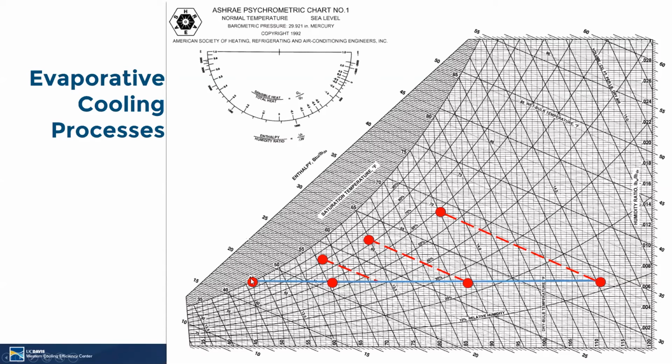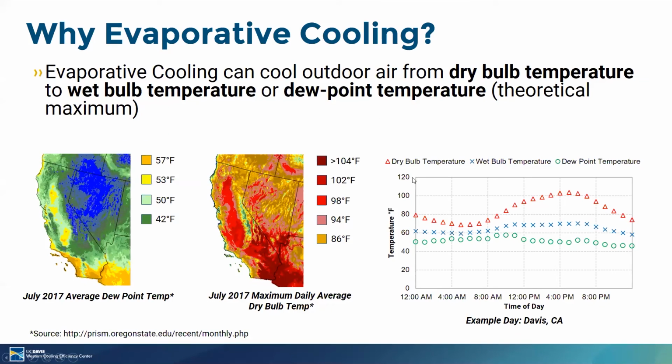It's not really practical from a surface area and fan power perspective to achieve something like that. But for example, something more like 55 degrees would be possible in a 110 degree outdoor air condition. And so then the question is, where is evaporative cooling a potentially useful solution? That's going to occur when you have big differences in the dew point temperature versus your maximum daily dry bulb temperature.